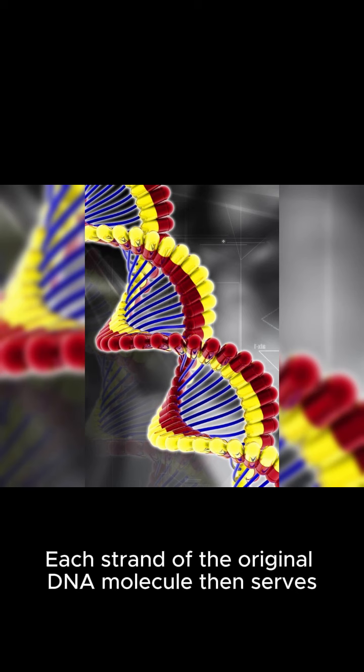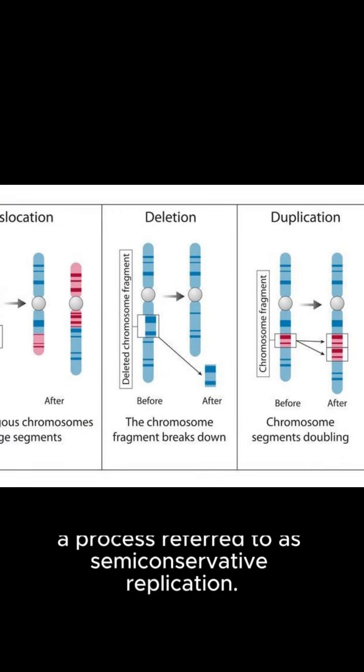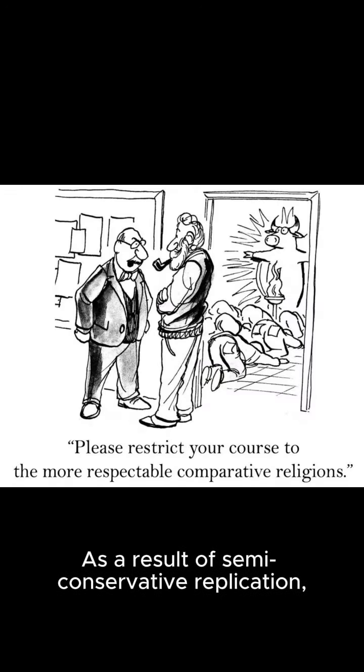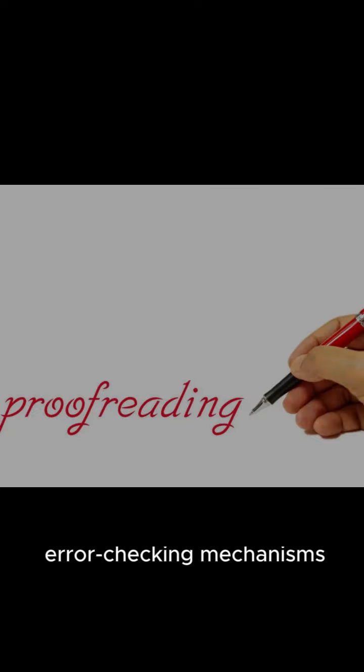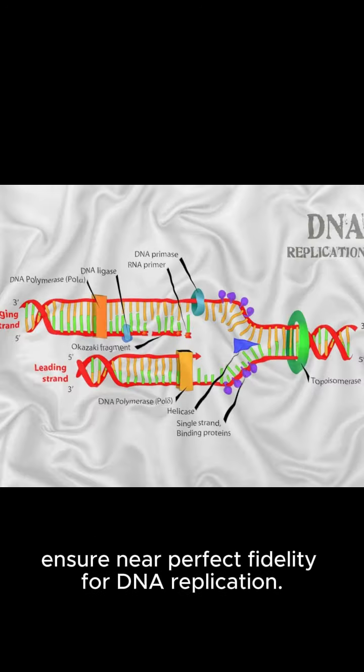Each strand of the original DNA molecule then serves as a template for the production of its counterpart, a process referred to as semi-conservative replication. As a result of semi-conservative replication, the new helix will be composed of an original DNA strand as well as a newly synthesized strand. Cellular proofreading and error checking mechanisms ensure near-perfect fidelity for DNA replication.